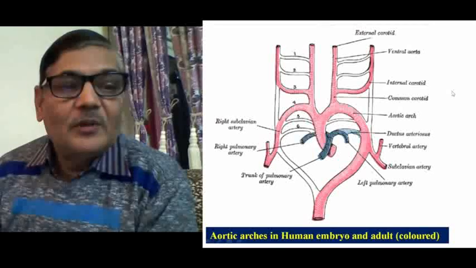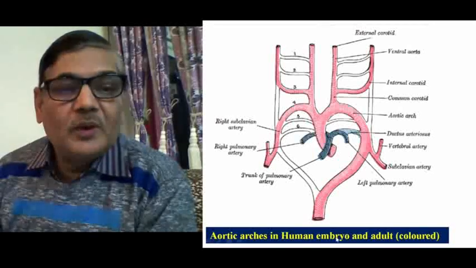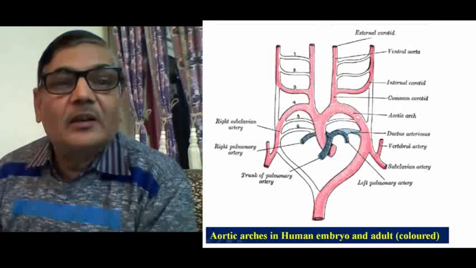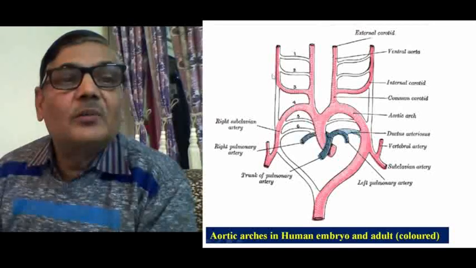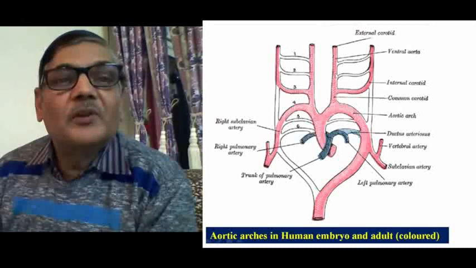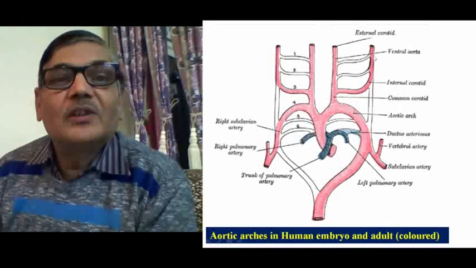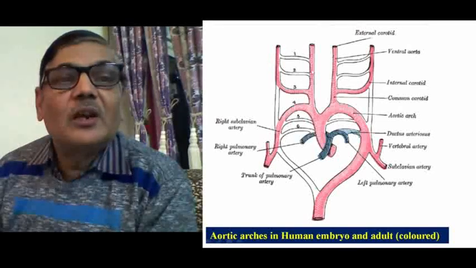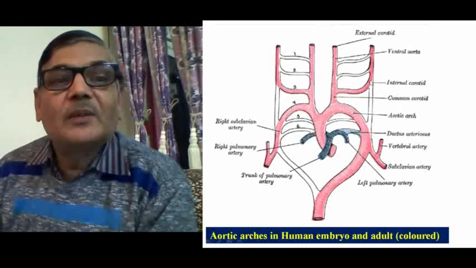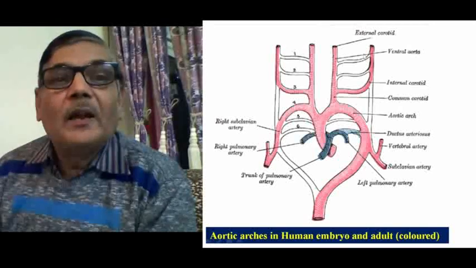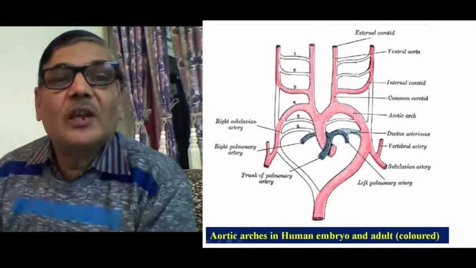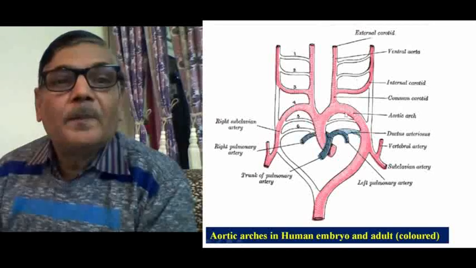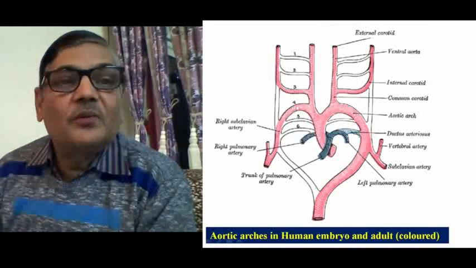In this diagram, you can see aortic arches in human embryo and also in the adult. So these colored blood vessels are present only in case of adults. See, this is actually carotid. This is internal carotid artery. This one is also internal carotid artery. This is external carotid artery. So carotid arteries are actually branches of this third aortic arch, and the first and second, which persist in the embryo, disappear in the adult. And see, this one is the fourth.